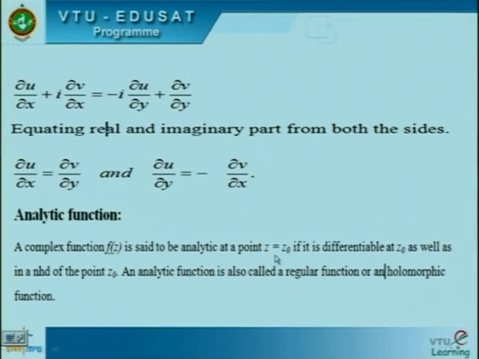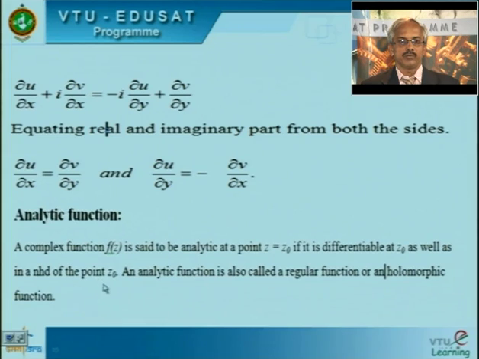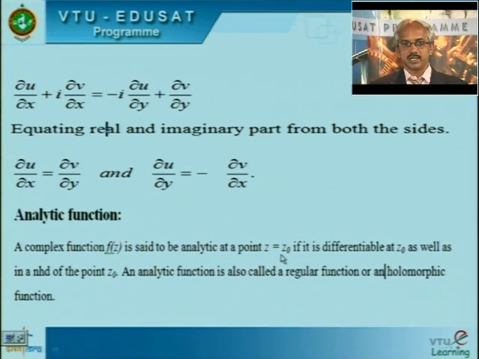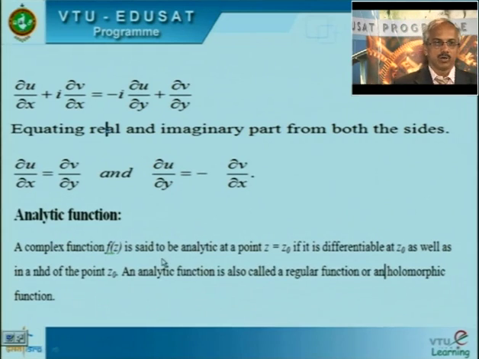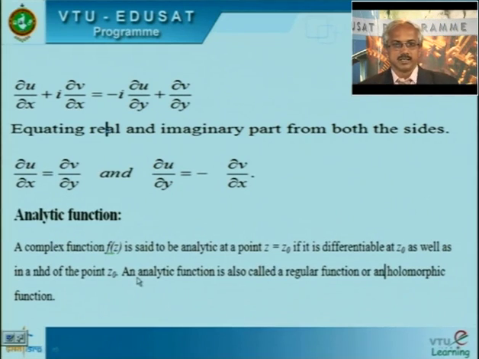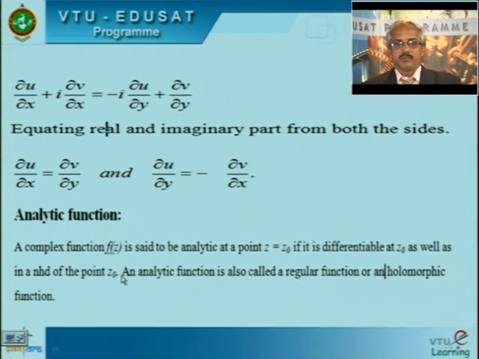And now we have to define an analytic function. A complex function f(z) is said to be analytic at a point z = z0 if it is differentiable at z0 as well as in a neighborhood of the point z0. That is a very important concept.